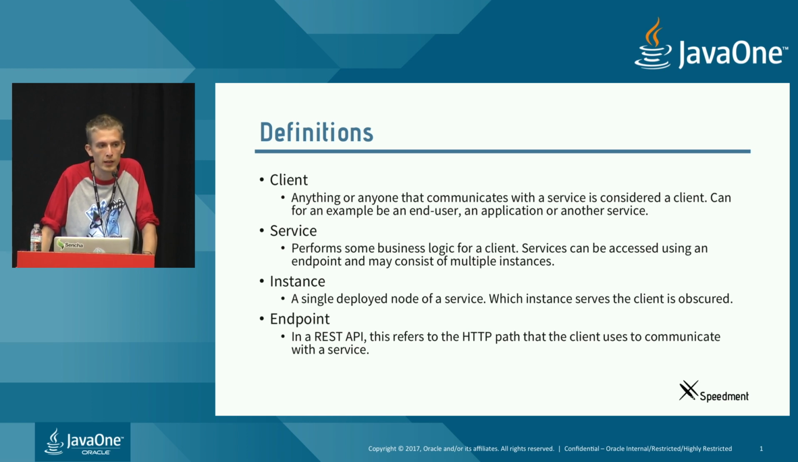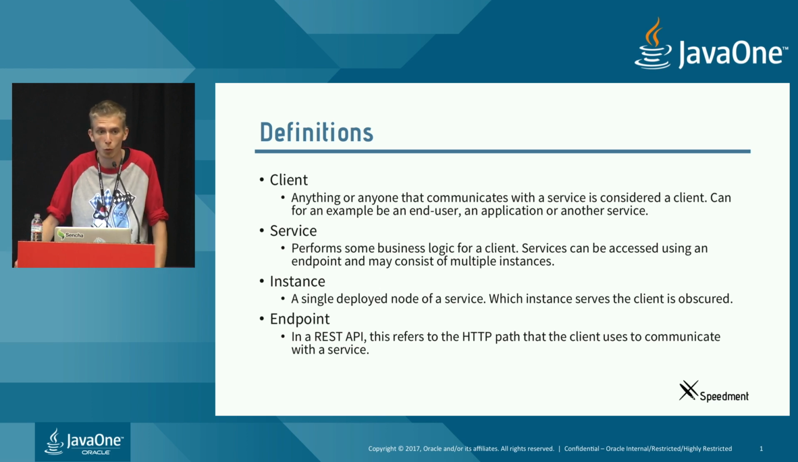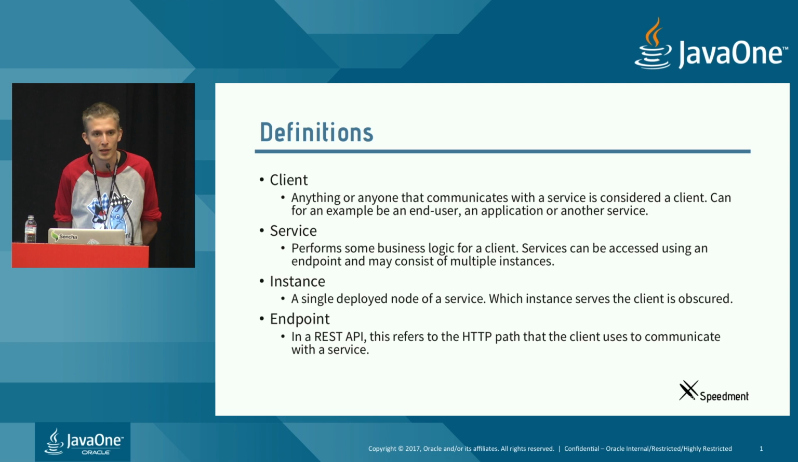So you don't make any distinction between another service calling your API or an end user calling your API. They are all clients. You also have services, and services are things that can be called by a client. They are some kind of business logic that exists on its own, can either be deployed by its own or deployed on the same machine as something else, but it's still its own service. A service can exist in multiple instances, which means that you can scale it up and scale it down independently.